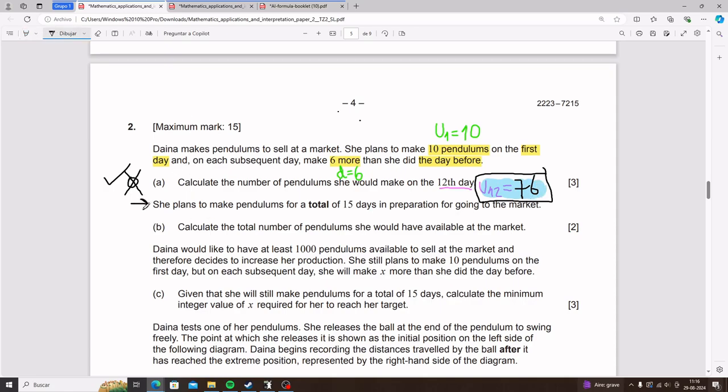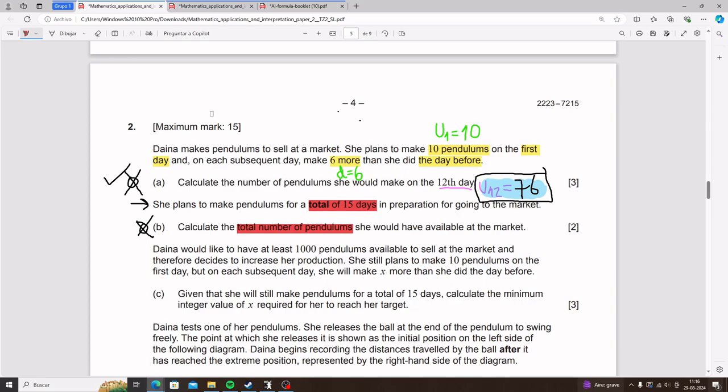Then they tell us that she plans to make pendulums for a total. This is such an important buzzword that they even put it in bold. A total of 15 days in preparation for going to the market. And so for part B, of course, we need to calculate the total, once again, the total number of pendulums she would have available at the market. In other words, Dinah will make pendulums for 15 days in a row. And they're asking for the total amount of pendulums she creates at the end of those 15 days.